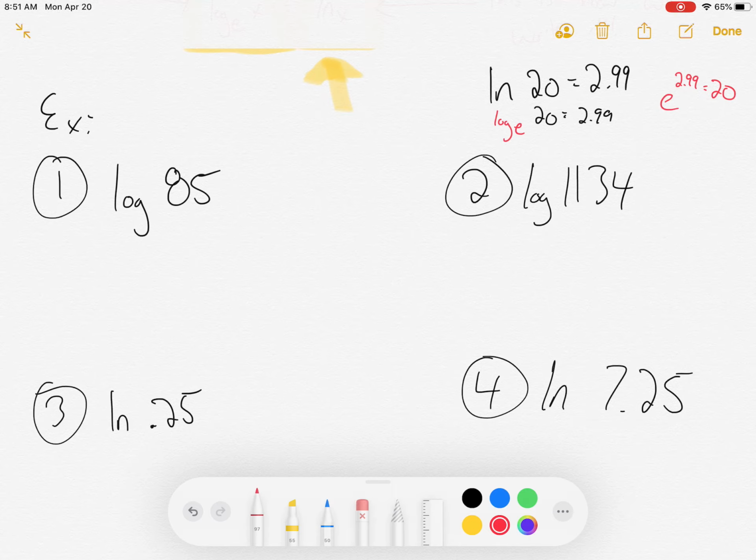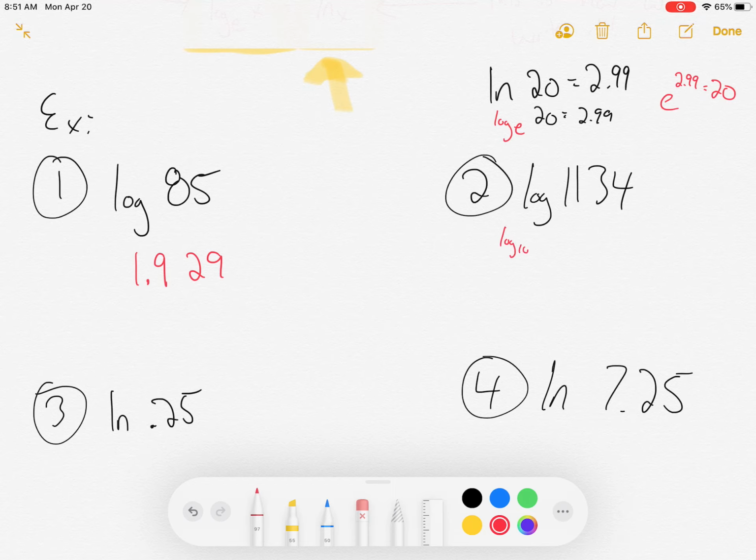So log of 85. If you're using an iPhone, type 85, then log. If you're on Google, type in log of 85 into the search bar. Either way, you get 1.929. If you want to pause this and try them for yourself, and then check with what I do, that's fine too.